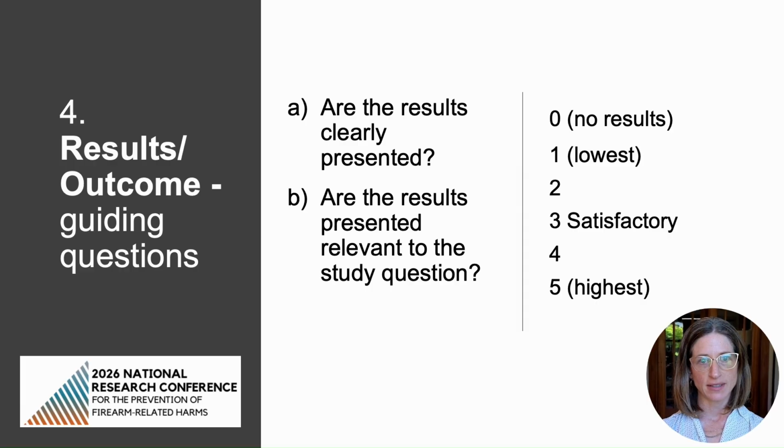We then look at the results section. Are they clearly presented? Are they relevant to the research question? And now note here, this is the one section that's a little bit different. It's not just 1 to 5. There's a response option for no results. And just reminding you, all abstracts are required to have results. And so abstracts that don't have any results presented will receive a 0 and won't be accepted for presentation.